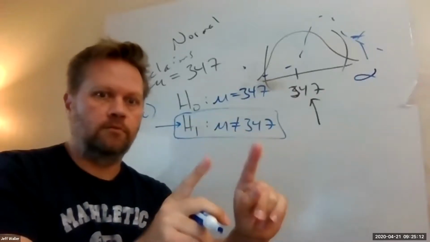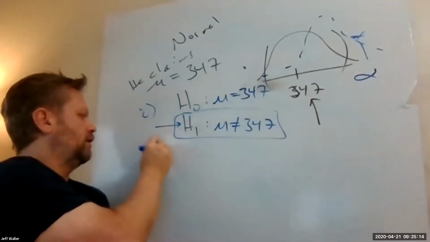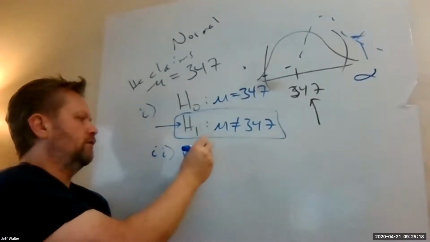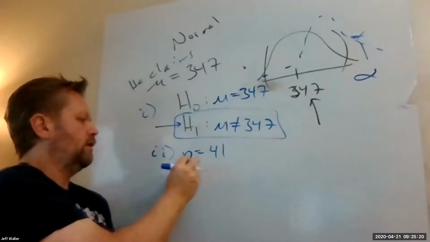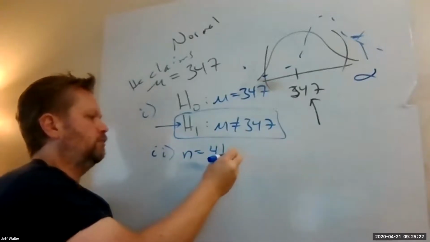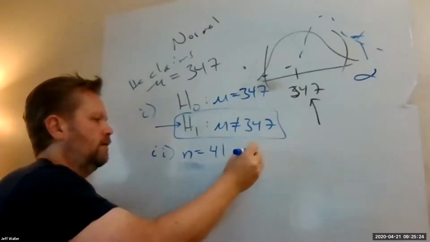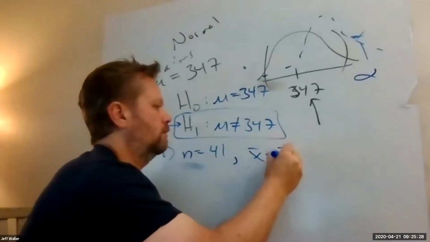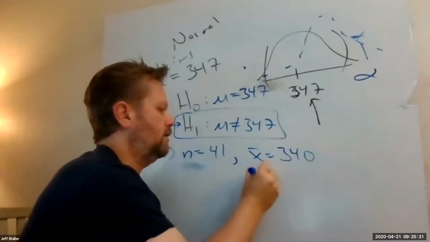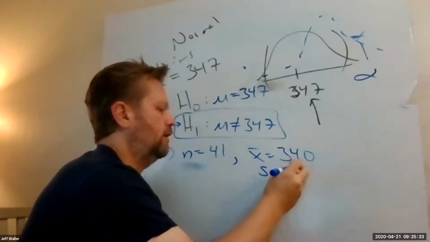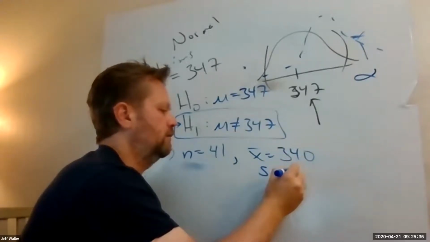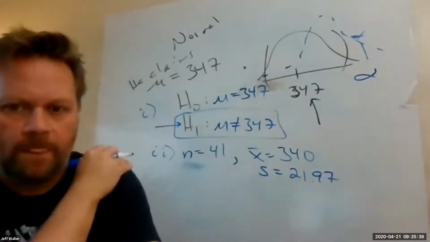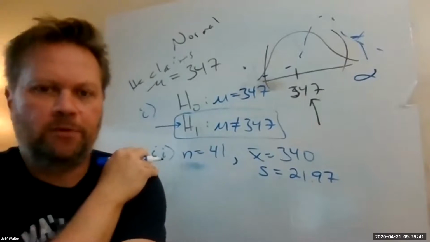All right. Second step we got into last time. Let's say that we take a sample of 41 and we get X bar equal to 340 and S equal to 21.97. I don't really want to make this too detailed, but what the hell?